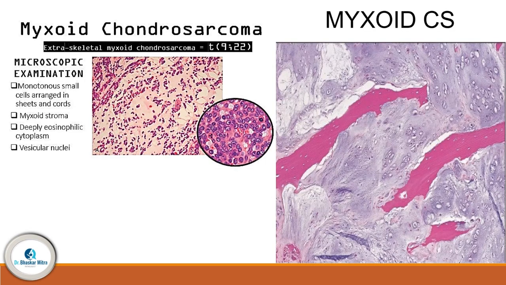Next comes the myxoid chondrosarcoma, a conventional chondrosarcoma with abundant myxoid substance in the stroma. In areas it may be cellular, there may be monotonous small cells arranged in sheets and cords among the myxoid areas. And there is a deeply eosinophilic cytoplasm and a vesicular nucleus among the cells and a prominent myxoid background throughout.